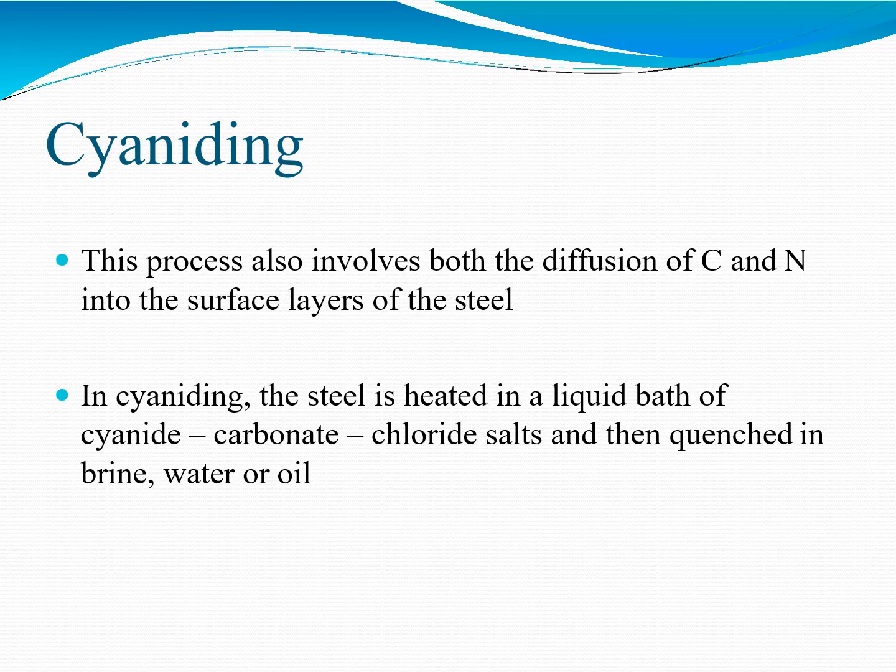In cyaniding, the steel is heated in a liquid bath of cyanide, carbonate, and chloride salts, and then quenched in brine, water, or oil. So this process also involves the diffusion of carbon and nitrogen.